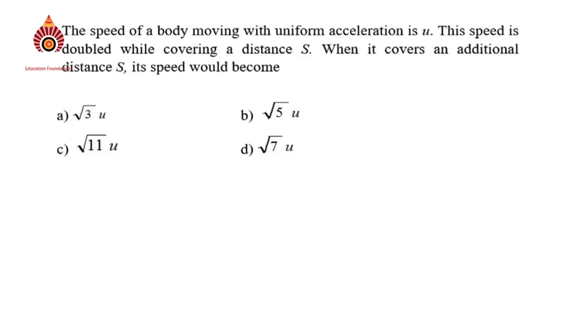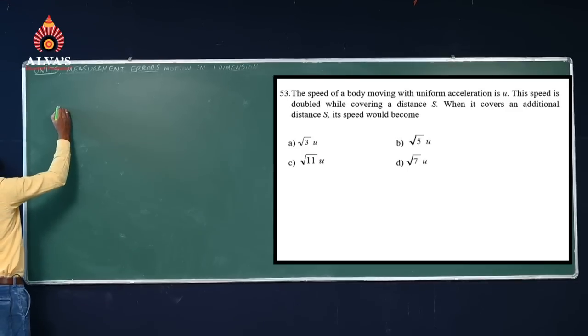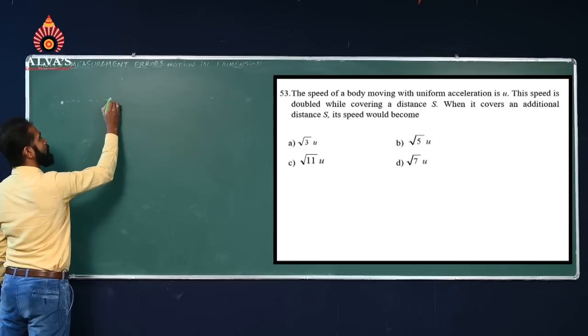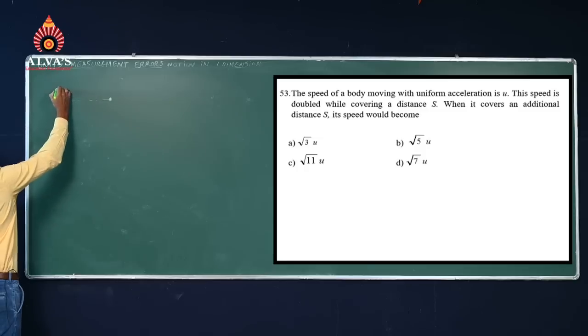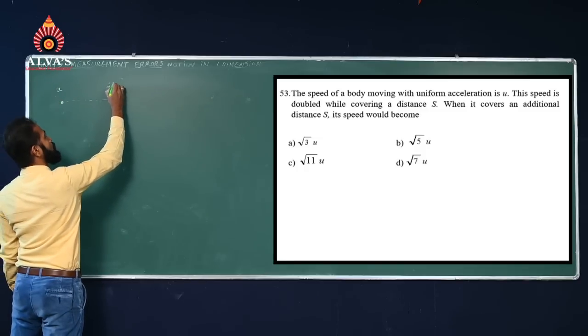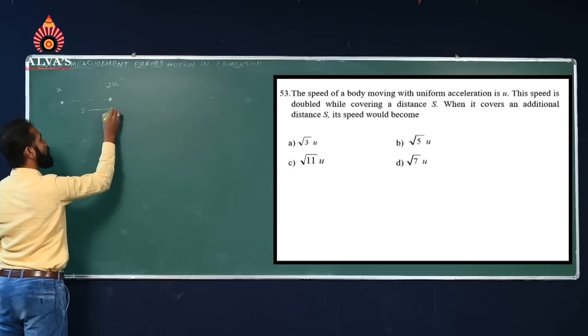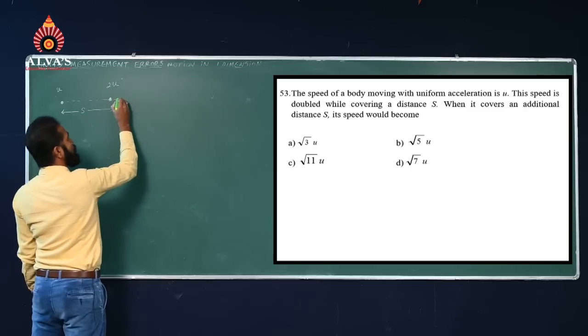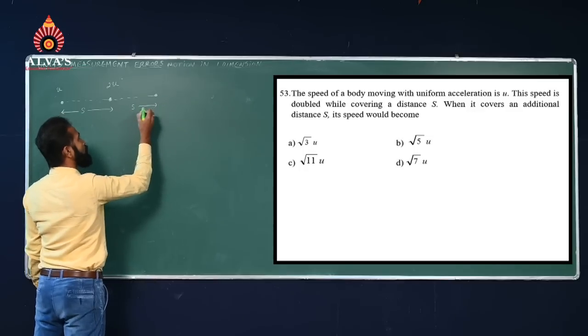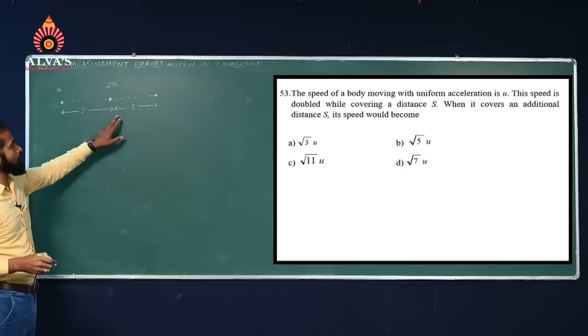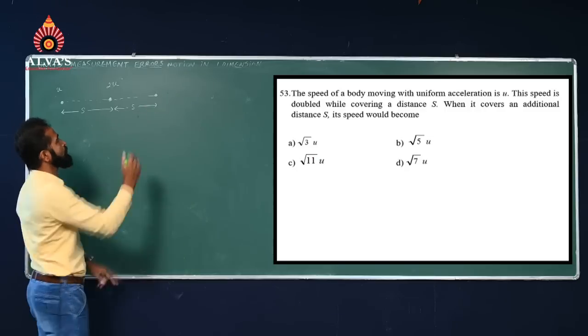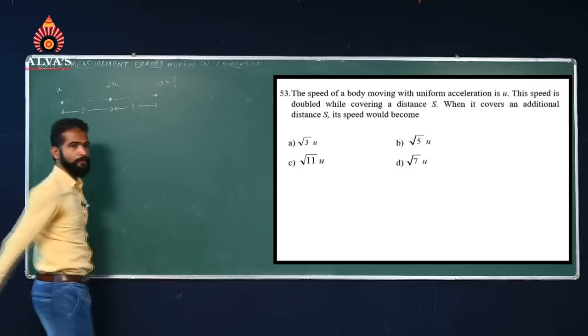Next, question 53. The speed of a body moving with uniform acceleration is u. This speed is doubled while covering a distance of s. When it covers an additional distance of s, its speed would become? Okay, there is a body moving with uniform acceleration, and after covering a certain distance, its velocity becomes double. Here its velocity is u, and here its velocity becomes 2u upon traveling a total distance of s. As per the given information in the question, it travels a further distance of s, and at the end of that, what is its speed going to become? What will be the speed over here?